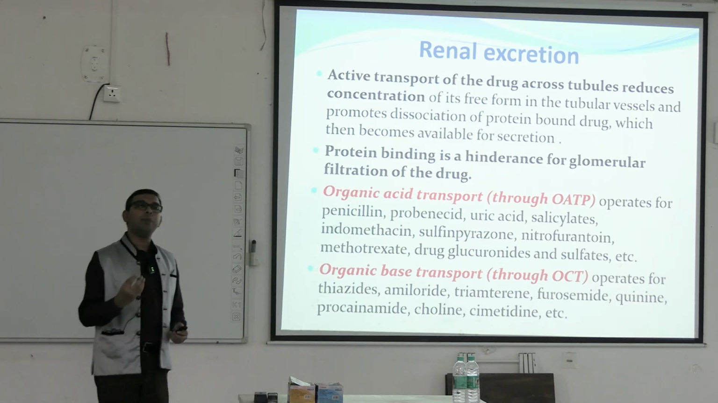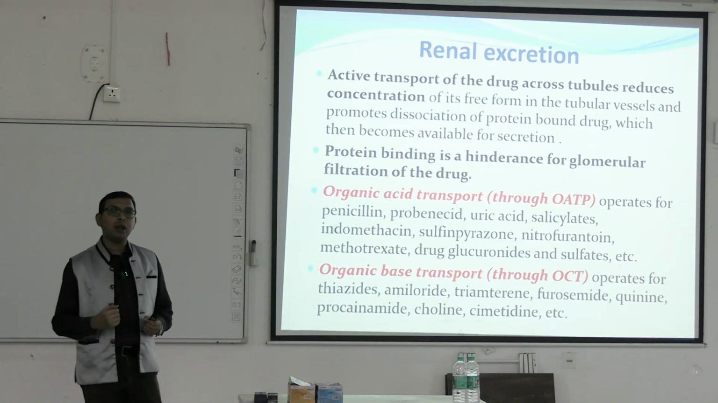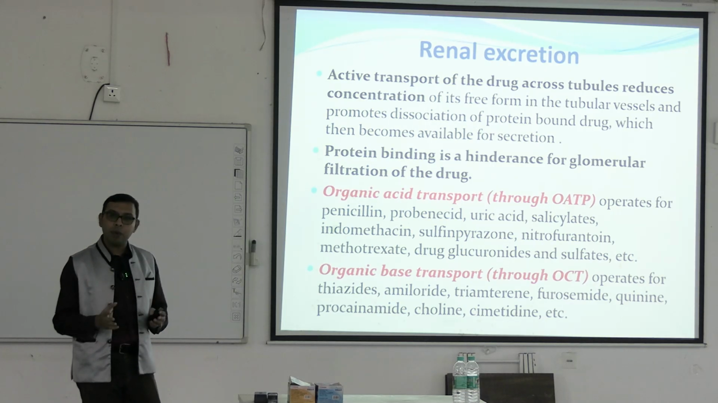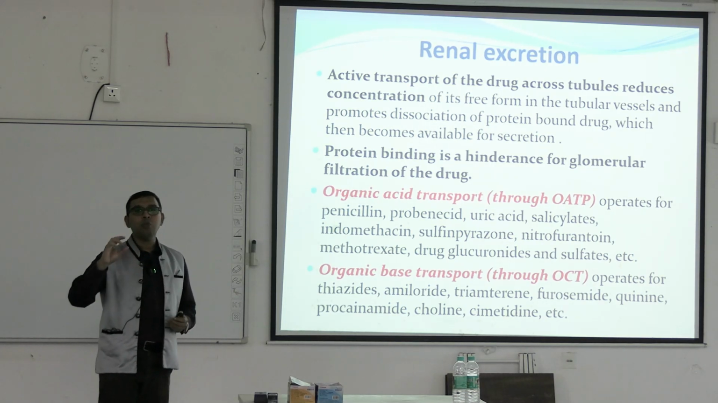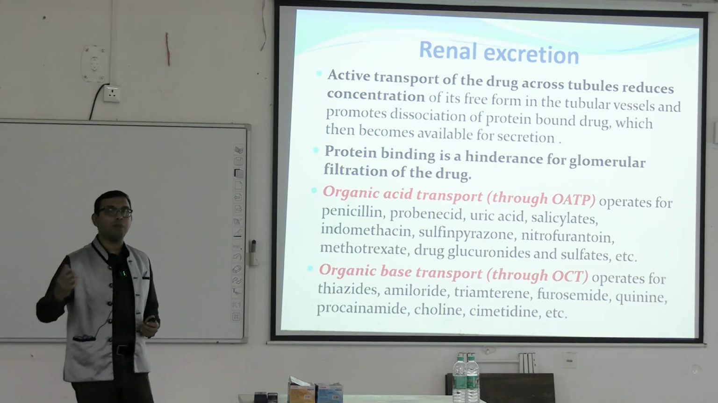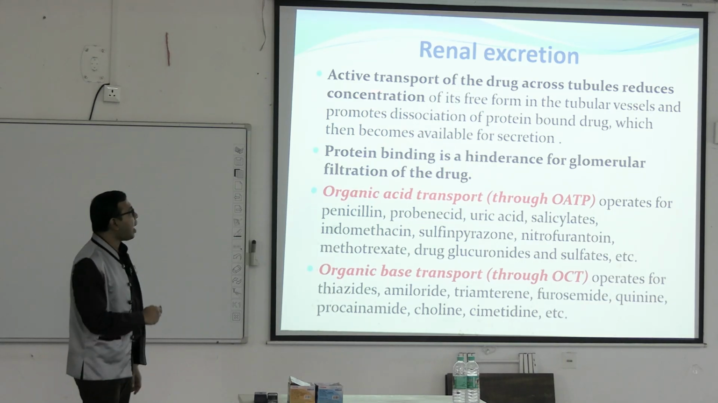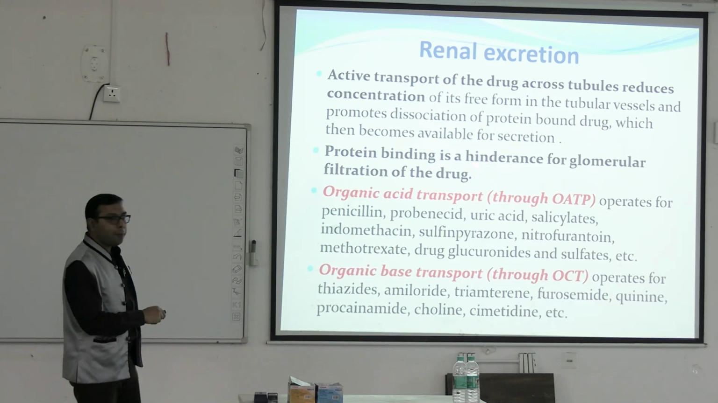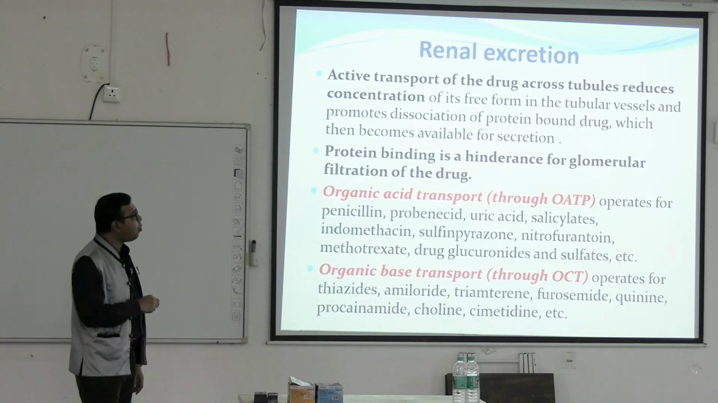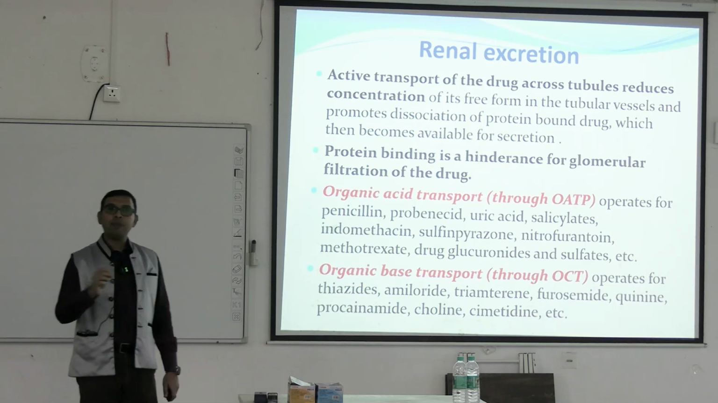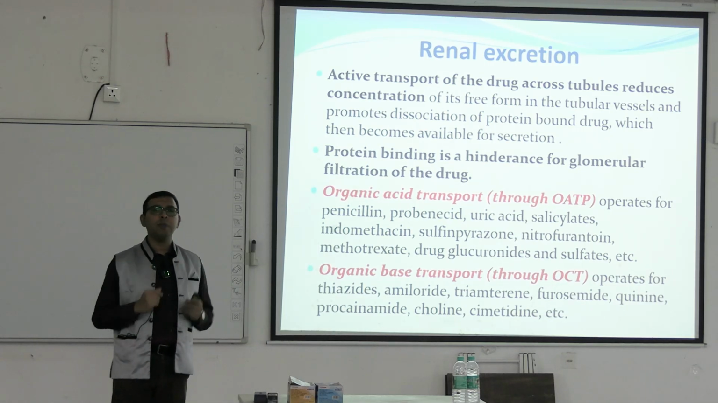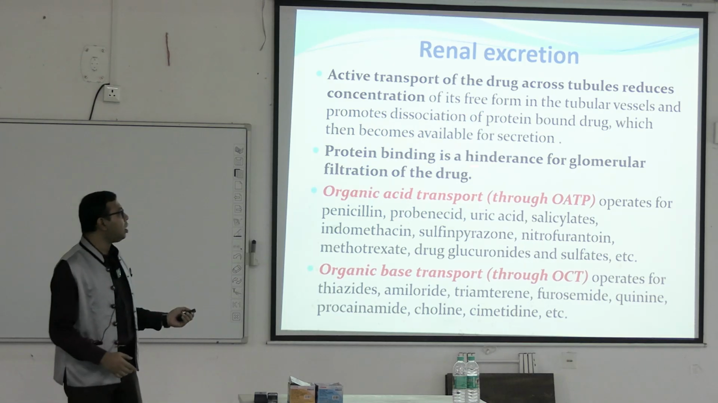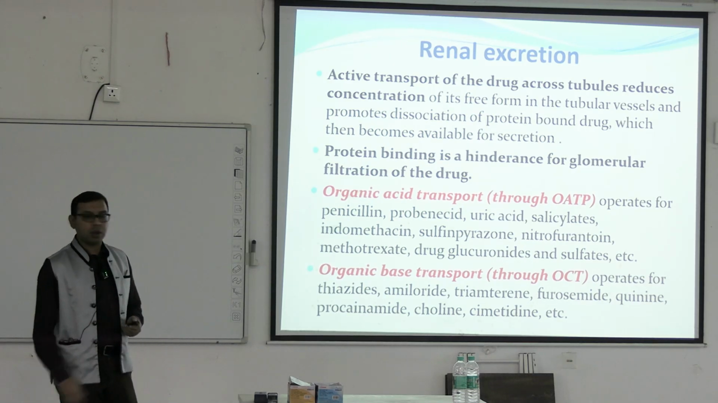When the drug is protein bound, that drug usually cannot be filtered. Even if it is filtered, it is usually less secreted or less reabsorbed. All these problems happen. So all these drugs become more active in the unbound form, the protein unbound form. So ultimately active transport happens mainly in the free form of the drug. So protein binding is basically a hindrance for glomerular filtration of the drug. You have already seen that some drugs are very highly protein bound and some are very less protein bound. High protein bound drugs are usually a hindrance for glomerular filtration.